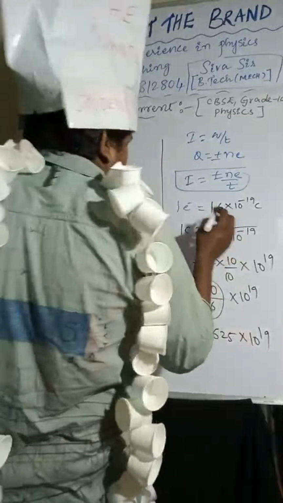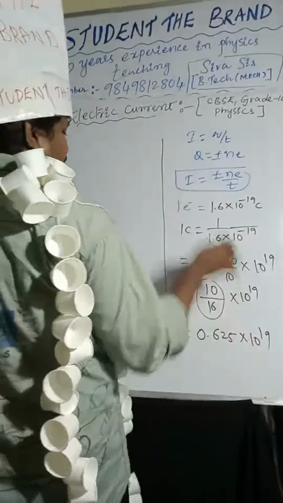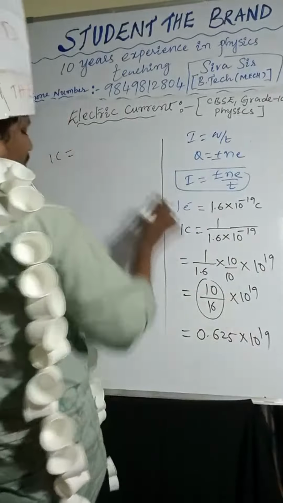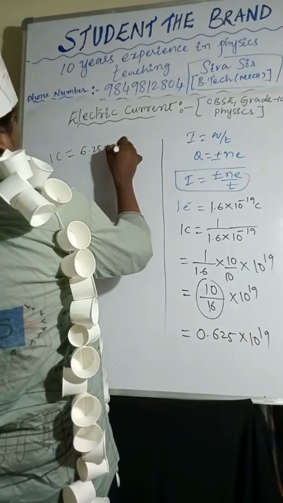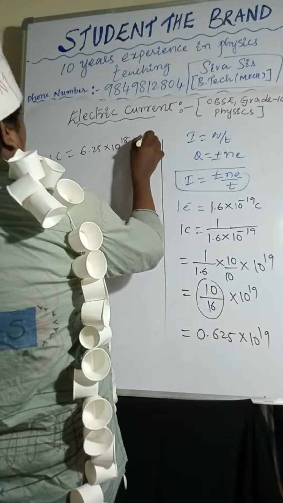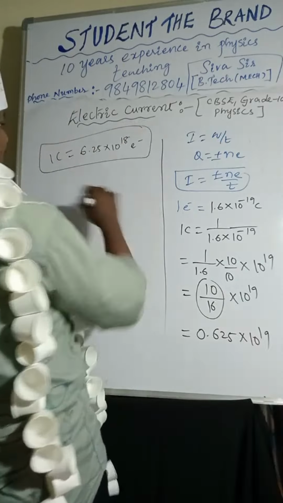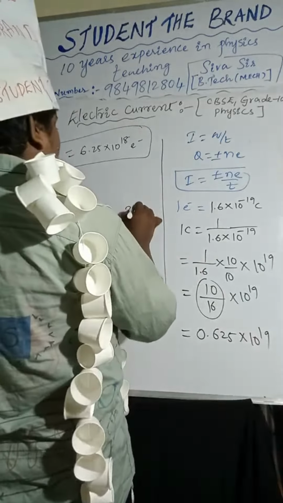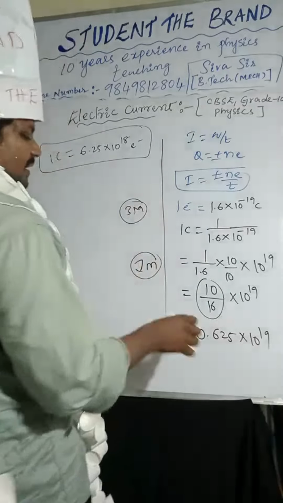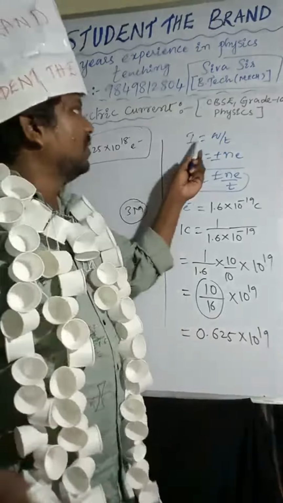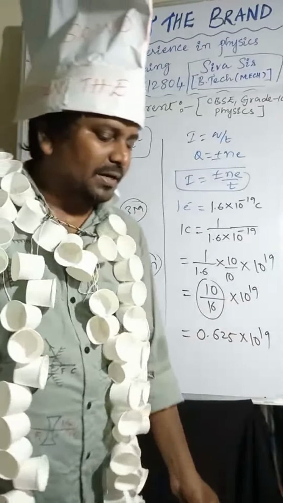So the same thing: if you are considering one coulomb, it is 6.25 into 10 power 18 electrons. Very, very important point. A 3 marks question or a 1 mark question will come, and along with these values they will ask I equal to Q by T.